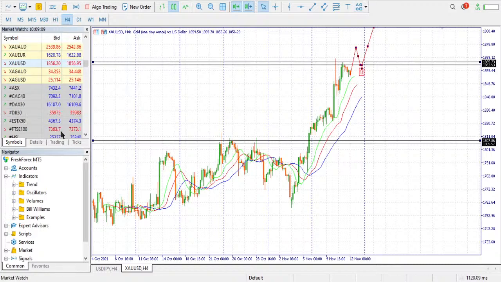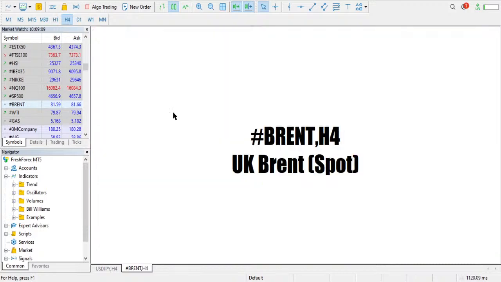The next symbol is the Brent oil. So you remember yesterday what we said on Brent oil, we were looking for buy positions. We were looking for a buy position, but we had a resistance level where the price was to break beyond before we could continue buying. Let's see exactly what's happening on it.